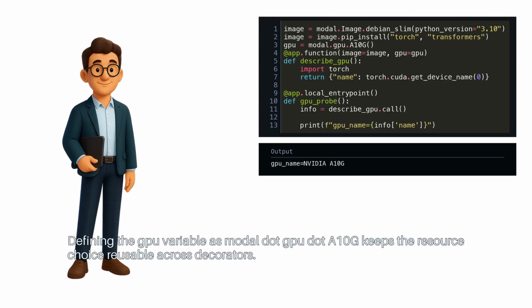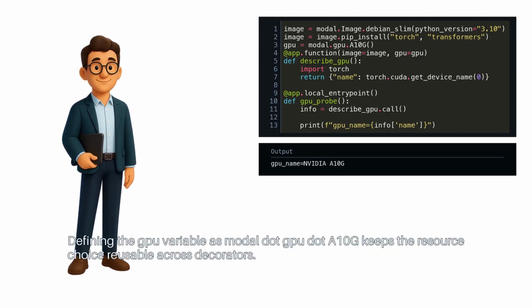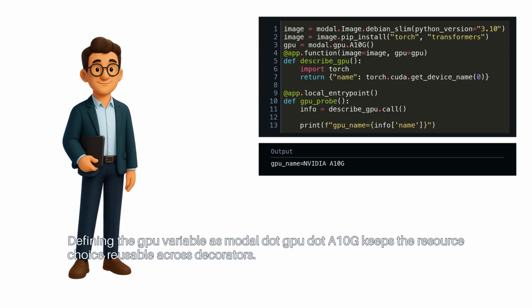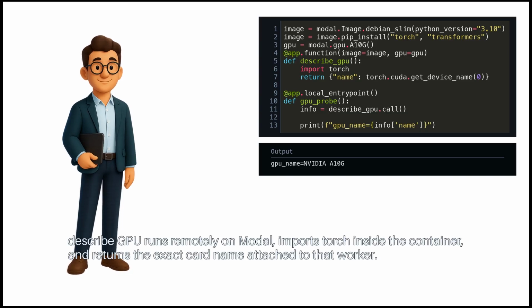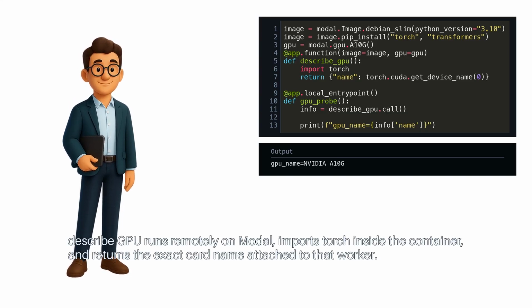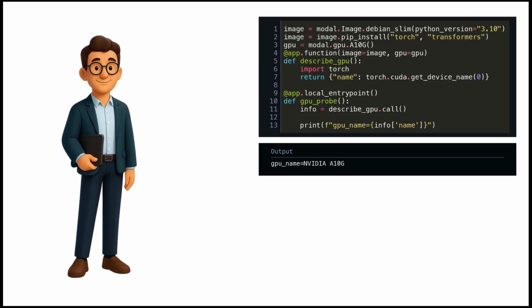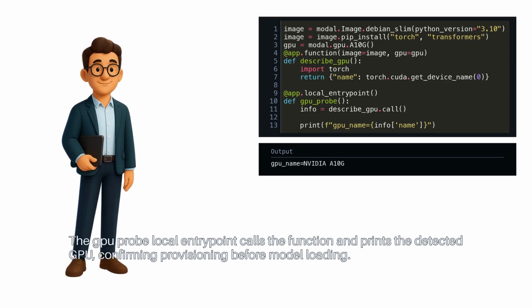Defining the GPU variable as modal.gpu.A10G keeps the resource choice reusable across decorators. Describe GPU runs remotely on Modal, imports torch inside the container, and returns the exact card name attached to that worker. The GPU probe local entry point calls the function and prints the detected GPU, confirming provisioning before model loading.